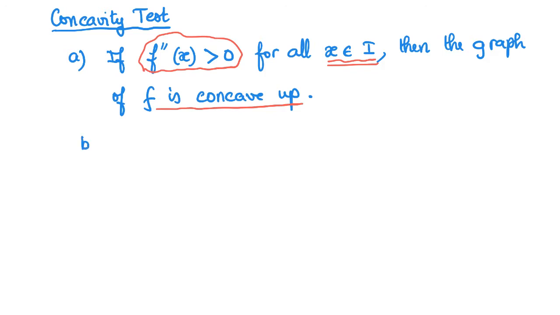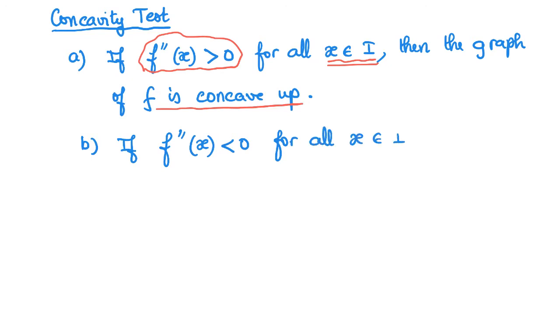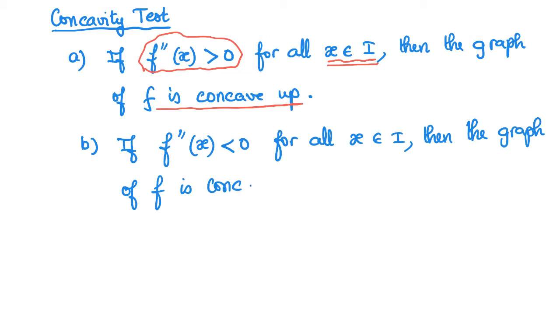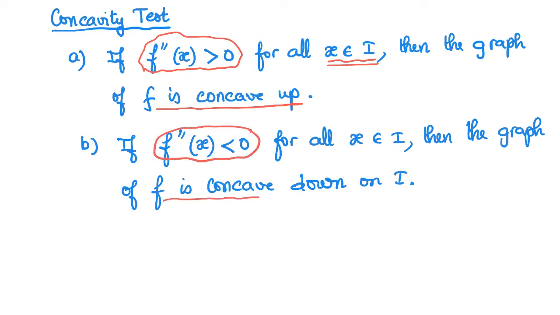Now, part B is of course similar. If the second derivative, on the other hand, is negative for all x's in an interval I, then the graph of the function in that interval, the graph of f, is going to be concave down on the interval I. So, second derivative negative, that means our function will be concave downward on the interval I.